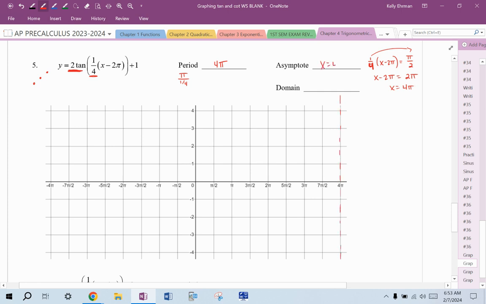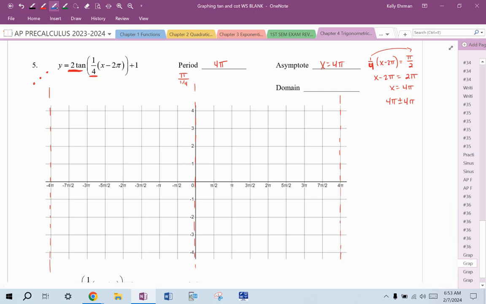x equals 4 pi. The next asymptote will be plus or minus 4 pi units away from that. So we can't do 8 pi, that's off our grid, but we can go minus 4 pi to get us at 0. And another minus 4 pi will land us at negative 4 pi. And then we can also do the graph.